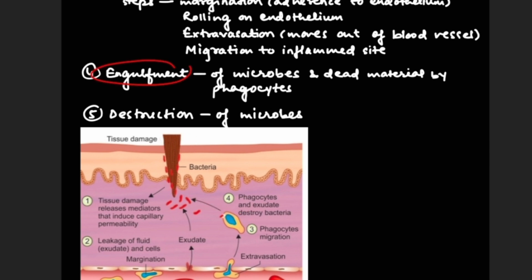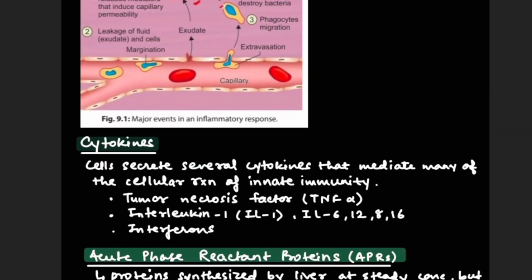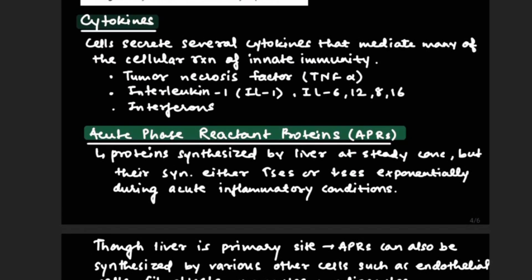Then fourth is engulfment of the microbes as well as dead material by the phagocytes. And last is destruction of microbes. So it's all about inflammatory response events. Now we are going to see about cytokines. The cells secrete several cytokines which mediate many of the cellular reactions of the innate immunity. First is TNF alpha, that is tumor necrosis factor, then interleukin 1, interleukin 6, 12, 8 and 16. And the last is interferons.